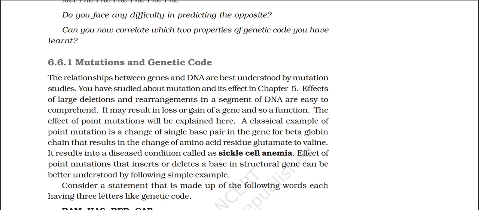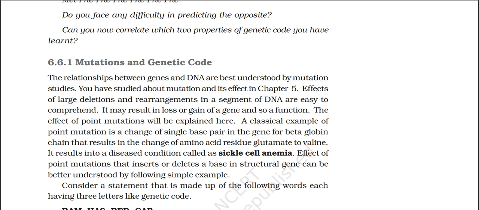6.6.1 Mutations and genetic code. The relationships between genes and DNA are best understood by mutation studies. You have studied about mutation and its effect in Chapter 5. Effects of large deletions and rearrangements in a segment of DNA are easy to comprehend. It may result in loss or gain of a gene and so a function. The effect of point mutations will be explained here. A classical example of point mutation is a change of single base pair in the gene for beta-globin chain that results in the change of amino acid residue glutamate to valine. It results into a diseased condition called sickle cell anemia.